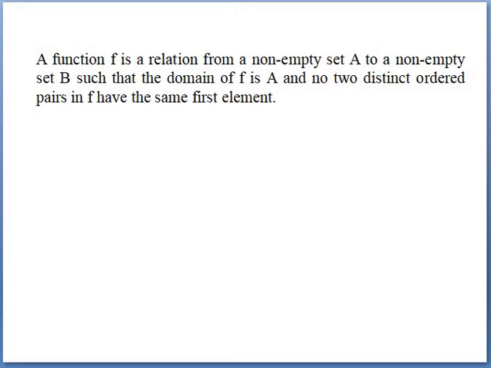So we say that a function is a special type of relation which satisfies three properties. First one, the sets are non-empty sets. Second one, every element of the first set is a pre-image of an element of the second set, that means the domain itself is the first set. And the third one is no two distinct ordered pairs in f have the same first element. That means for every element of the first set A, there must be one and only one image in the second set B.